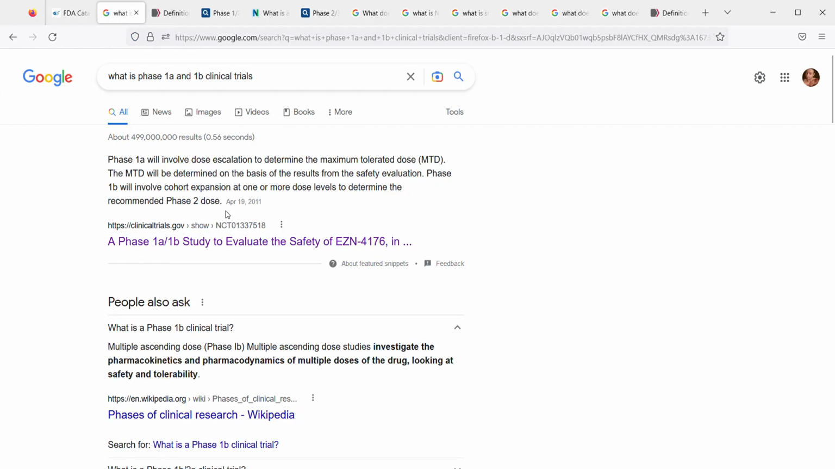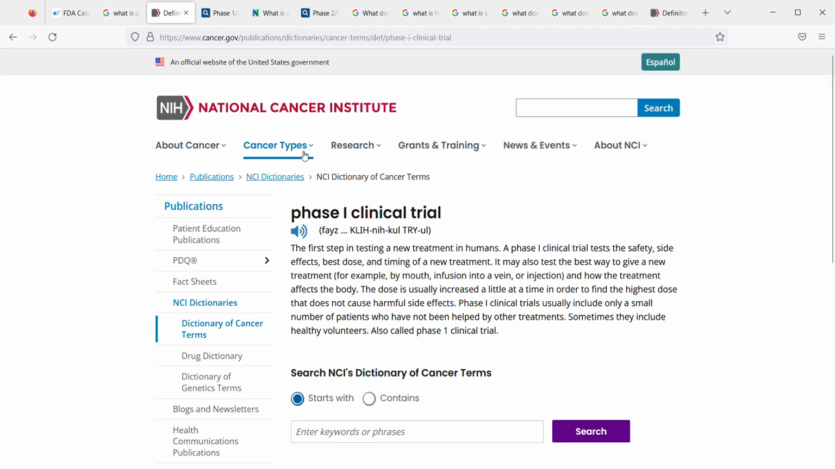So what is phase 1A? Phase 1A will involve dose escalation to determine the maximum tolerated dose amongst healthy individuals, while phase 1B tests the drug in ascending doses to test the pharmacokinetics and pharmacodynamics of the doses used, looking at the efficacy, safety, and tolerability. Now that leaves us to move on to phase 1.